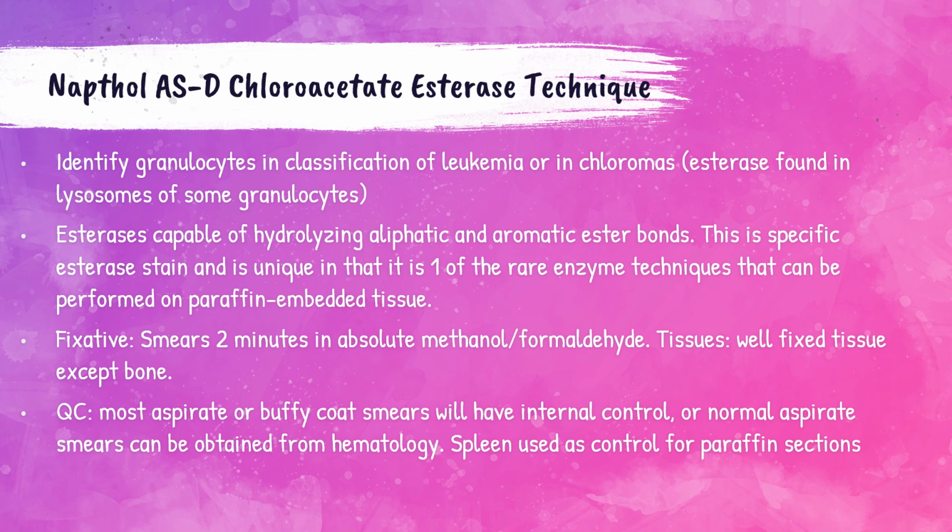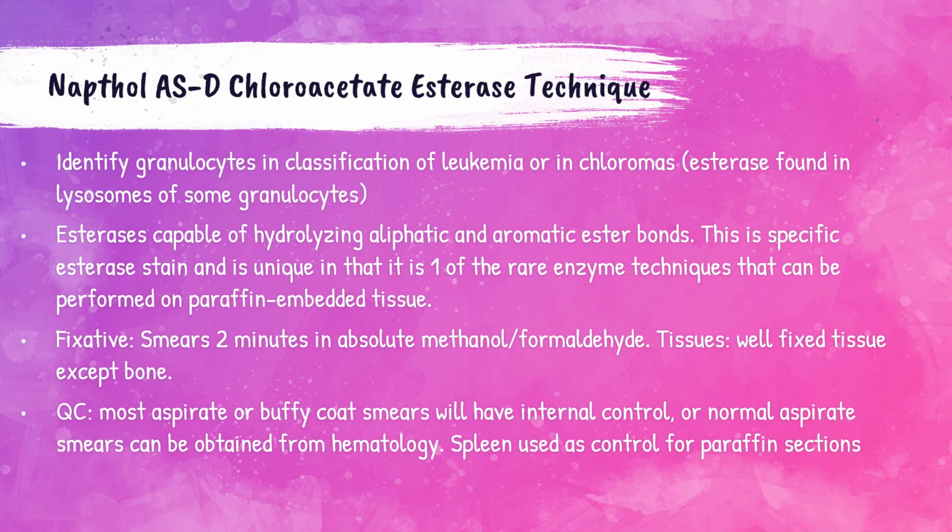If doing blood smears, they should be fixed for 2 minutes in absolute methanol formaldehyde. Any well-fixed tissue is acceptable except bone. Only EDTA decalcified bone is acceptable if you are using bone. Most aspirate or buffy coat smears have an internal quality control. For paraffin sections, spleen tissue can be used as a quality control.